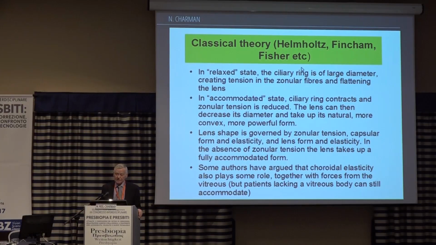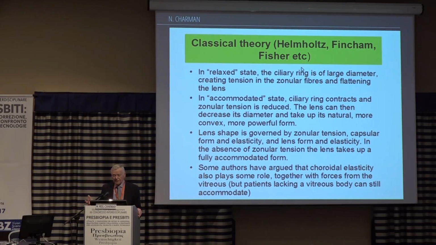In the accommodated state, the ciliary ring contracts and the tension in the zonule is reduced. So the lens reduces its diameter and takes up its more powerful convex form. So what we have then is actually quite a complex of things.